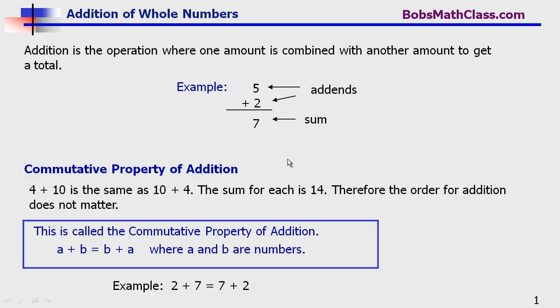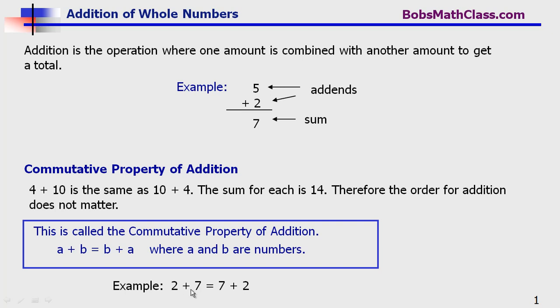Okay. The first thing we want to talk about is the commutative property of addition. Notice that 4 plus 10 is the same as 10 plus 4. They're both 14, right? The sum for each is 14. Therefore, the order of addition does not matter, and that's called the commutative property of addition. We have several of these properties, so you want to make sure you write this one down.